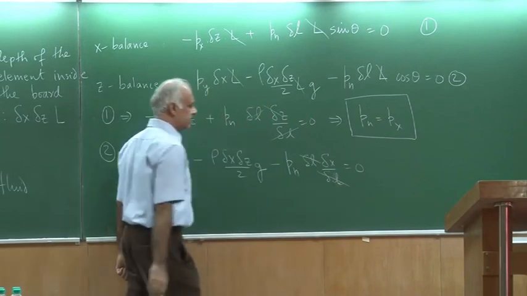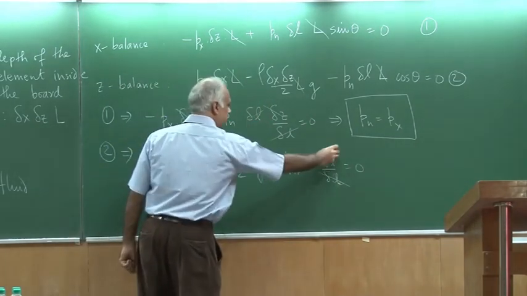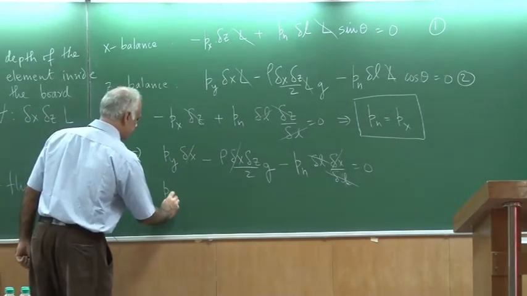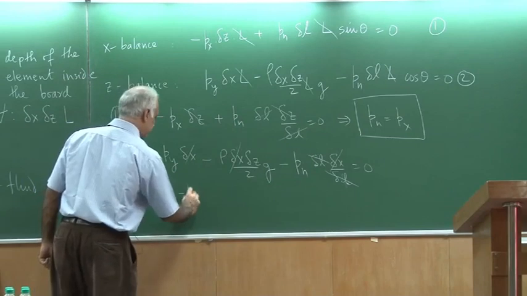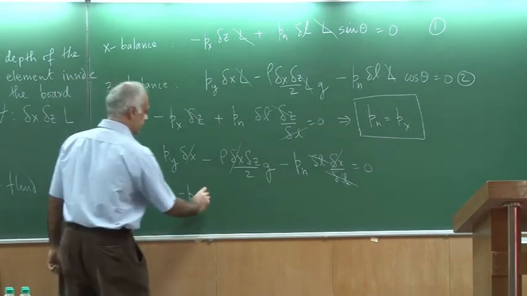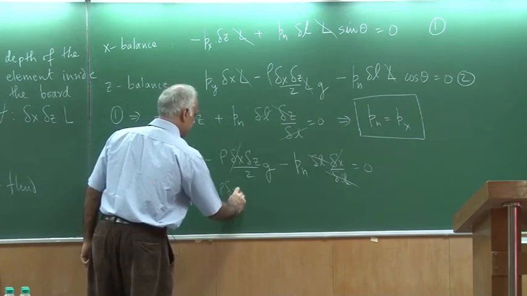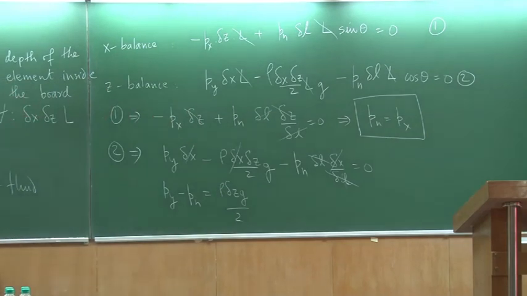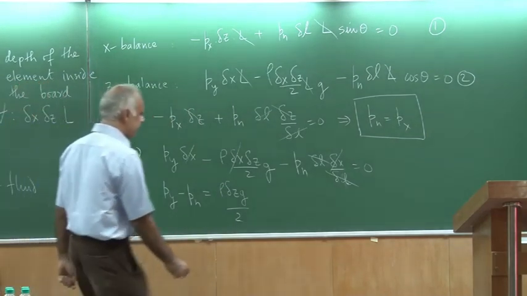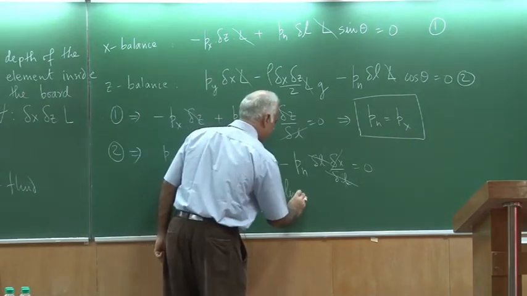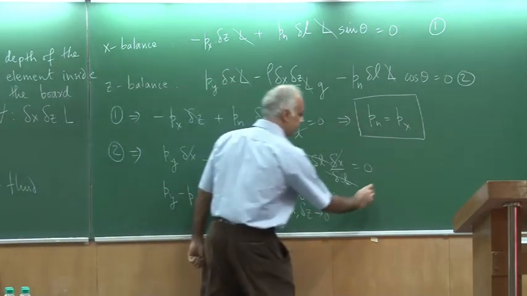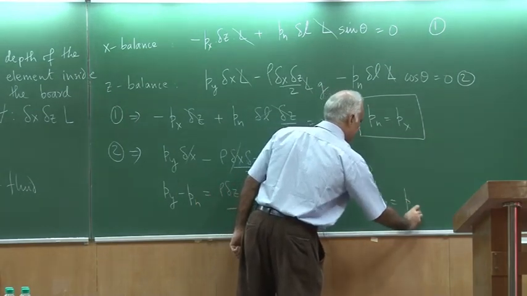So I could cancel out these delta L's. Similarly, I could cancel out the delta x here, here, here, and therefore I get Py minus Pn is equal to rho delta Z G by 2. Now if I take an infinitesimal element, so limit delta x, delta Z tends to 0 on this equation, then I get Py is equal to Pn.